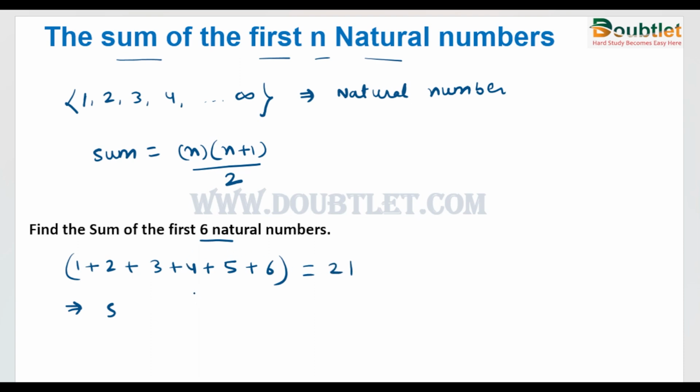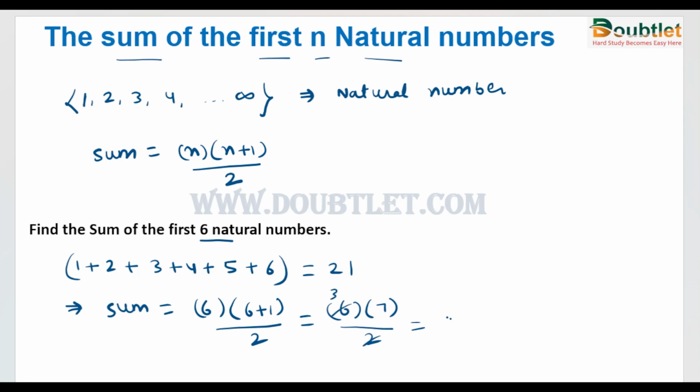But if we do not want to add each term separately, then we use the formula. We put n equal to 6, so this becomes 6 multiplied by (6 plus 1) divided by 2, which is 6 multiplied by 7 divided by 2. This will cancel 3 times, so the answer is 21. So the answer is correct. It means our formula is correct.